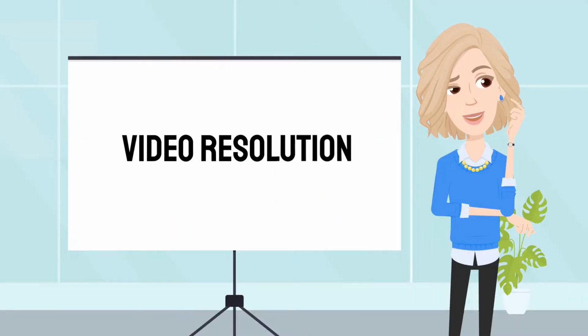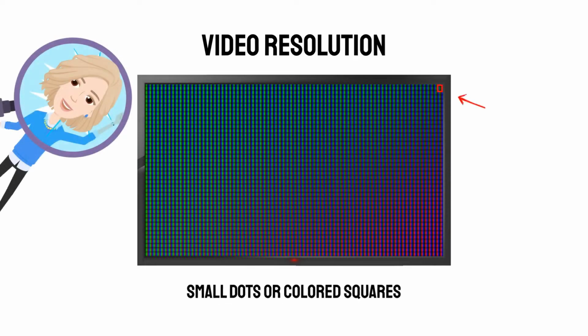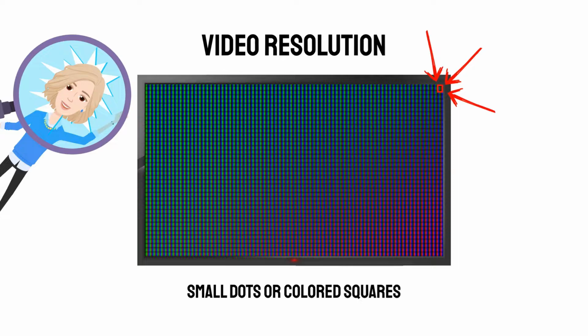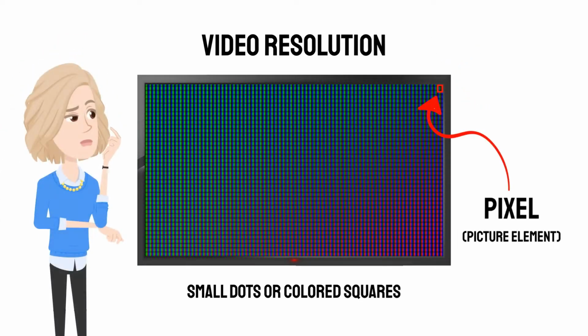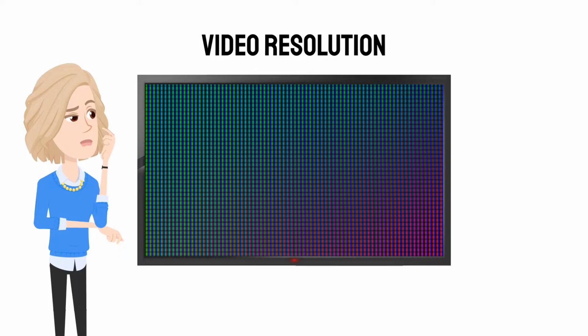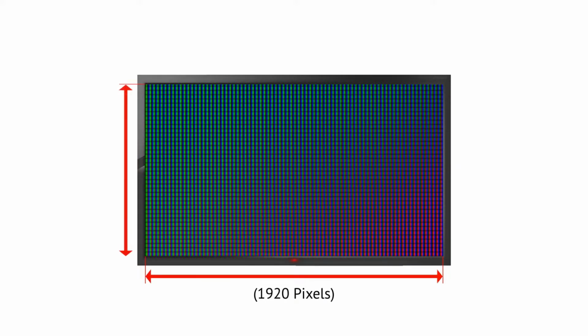But how do we get into resolution? Resolution is the number of unique pixels per dimension. It consists of small dots or colored squares that form an image on the screen. These dots or colored squares are called pixels. So how does it work? Pixels are measured and arranged horizontally and vertically. So, if you have a 1920 by 1080 resolution, it means there are 1920 pixels horizontally, and 1080 pixels vertically.